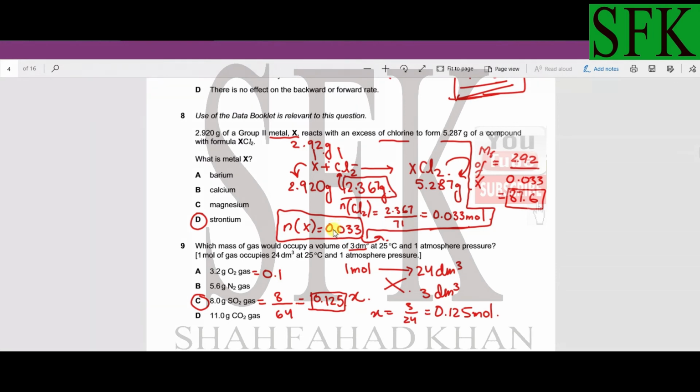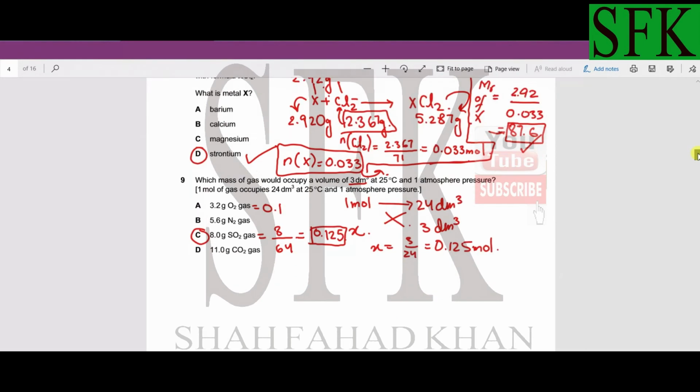Now once we have the moles of X, we have the mass of X, we can calculate the Mr by using the basic formula for moles. Once we have the Mr, it is 87.6. We can compare it against the periodic table, and this 87.6 is the Mr of strontium. So B is the correct answer.